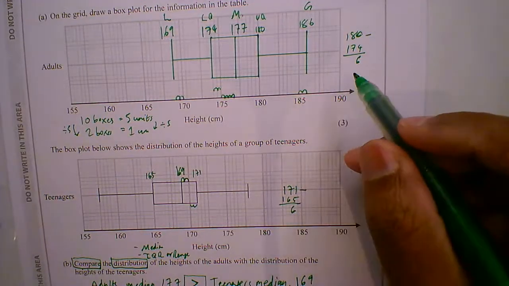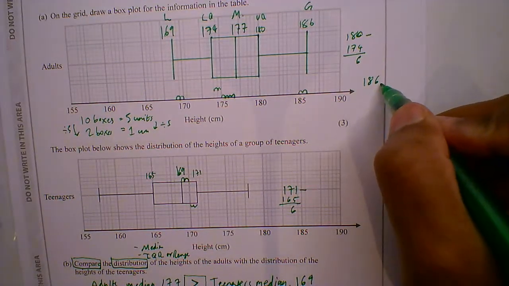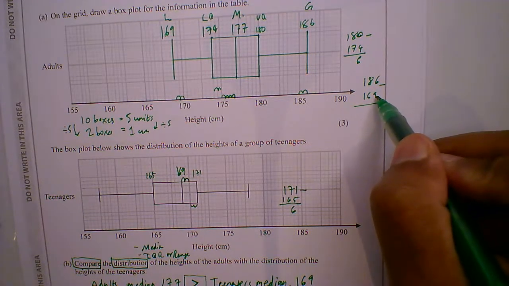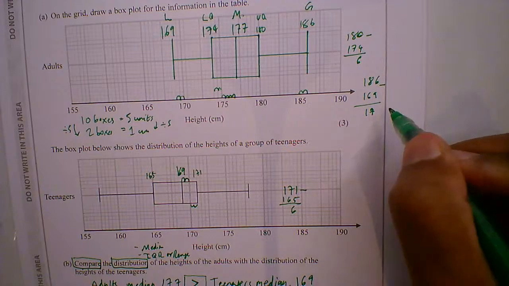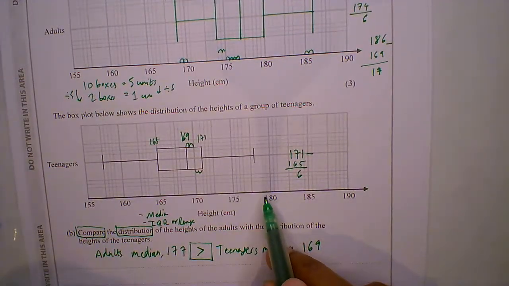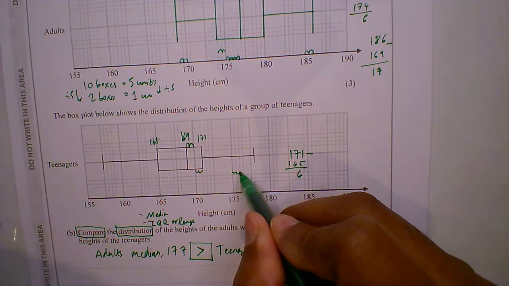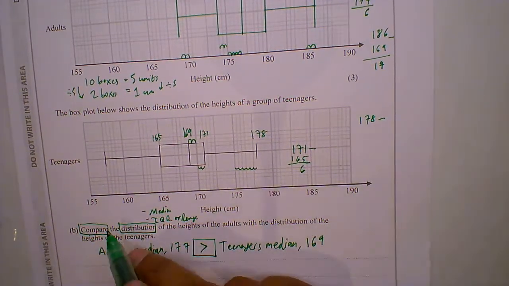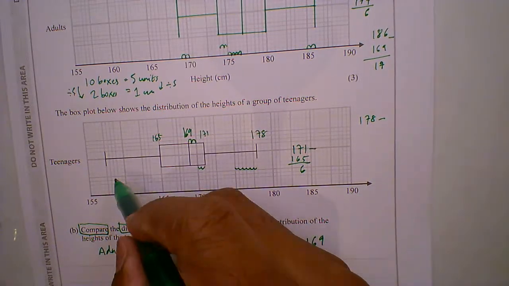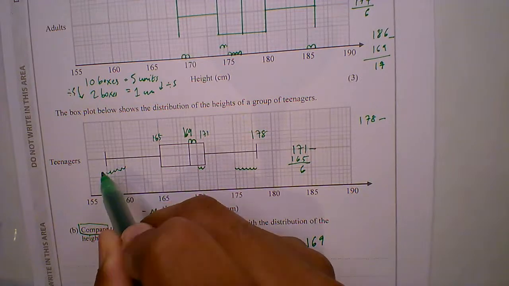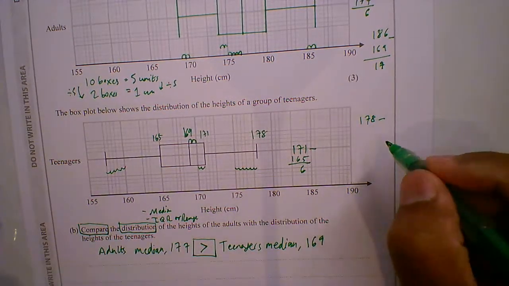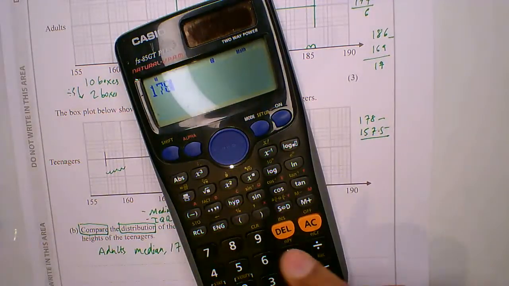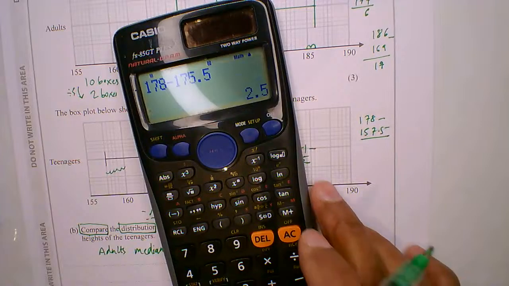But because they're the same, let me try the range as well. Let's look at the range of 186 take away 169, which gives us 17. So the range is 17. Now let's look at this other range. This is how many units from 175? 1, 2, 3 units, so that's 178. What's the lowest value here? It's in between 155 and 160, so it's 157.5. Let's put that into the calculator: 178 take away 157.5 gives us 2.5.